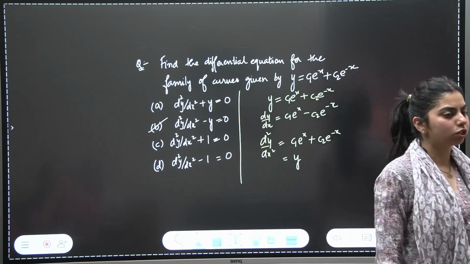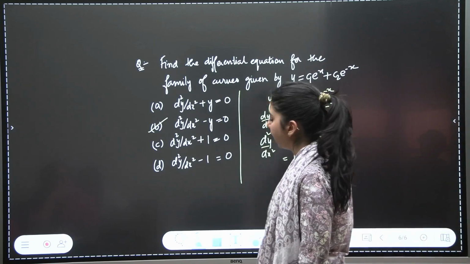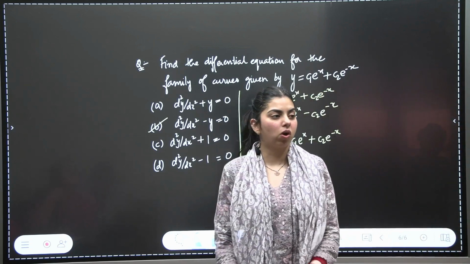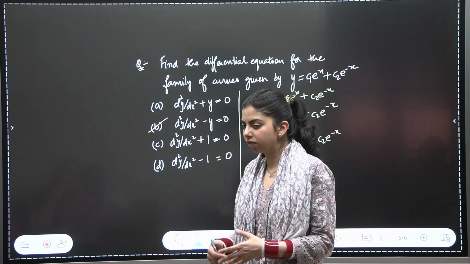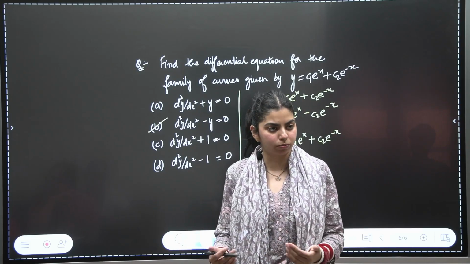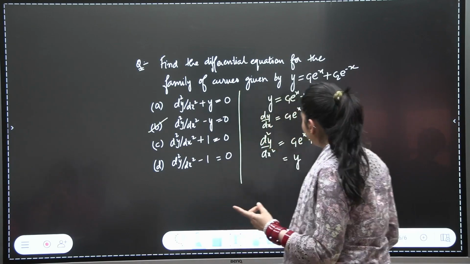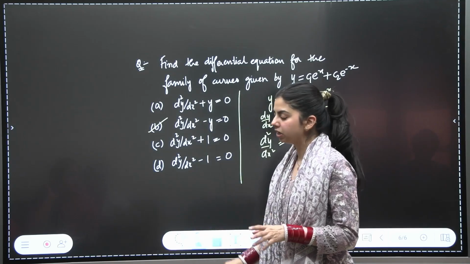Understood? So one type of question is this. One type of question in the CUET paper is where you have to match your differential equation with the solution. Or you're given a family and you have to find the differential equation corresponding to that. Just one thing you all have to understand and be very clear about is there shouldn't be any confusion around it.